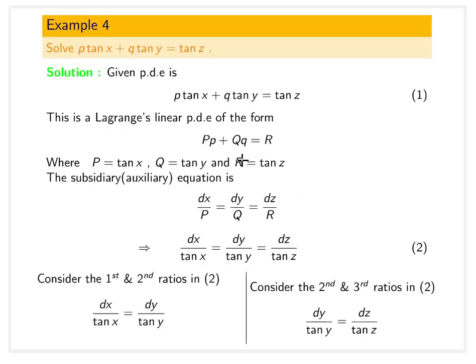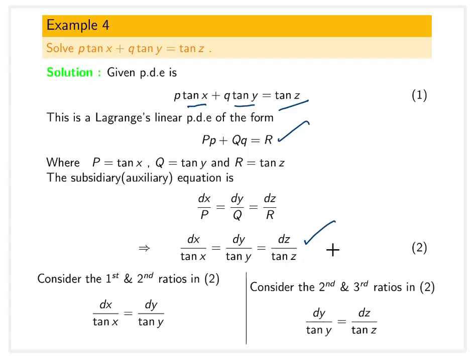So, the next problem: p tan x plus q tan y is equal to tan z. This equation is of the form Lagrange linear PDE, that is capital P small p plus capital Q small q is equal to capital R. Here capital P is tan x, capital Q is the coefficient of small q, that is tan y, and capital R is equal to tan z. Replace it here, so we can get the ratios.